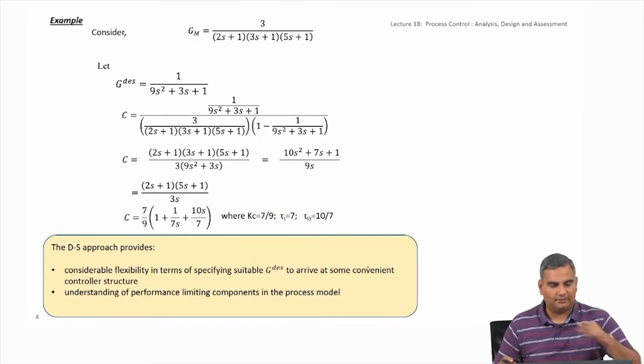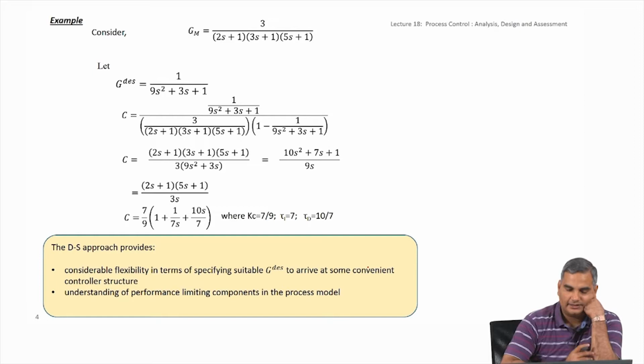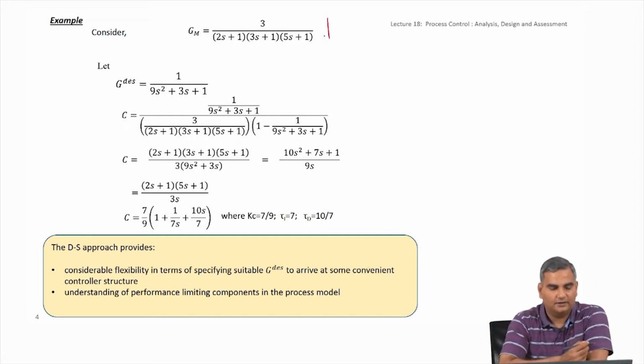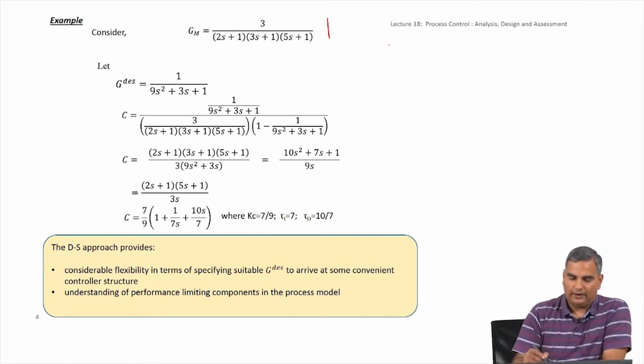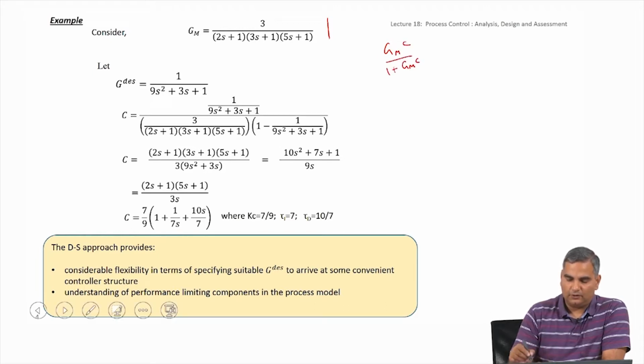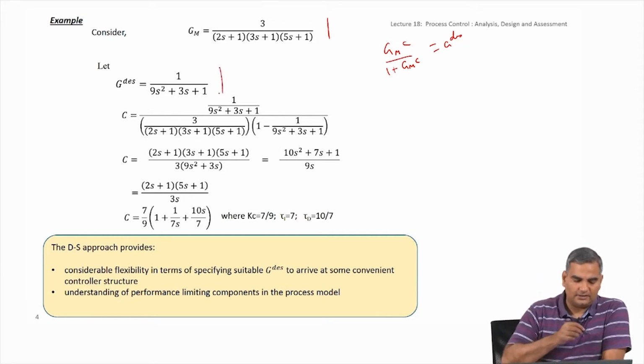So, let us take one example to understand how all of this works. Let us consider the transfer function model which is of this form, and now I have to do a tuning for this. I know again that my closed loop is going to be GMC divided by 1 plus GMC. So, this is going to be G desired, and now I have to choose G desired here. In this case, let us assume that I chose a G desired of this form.